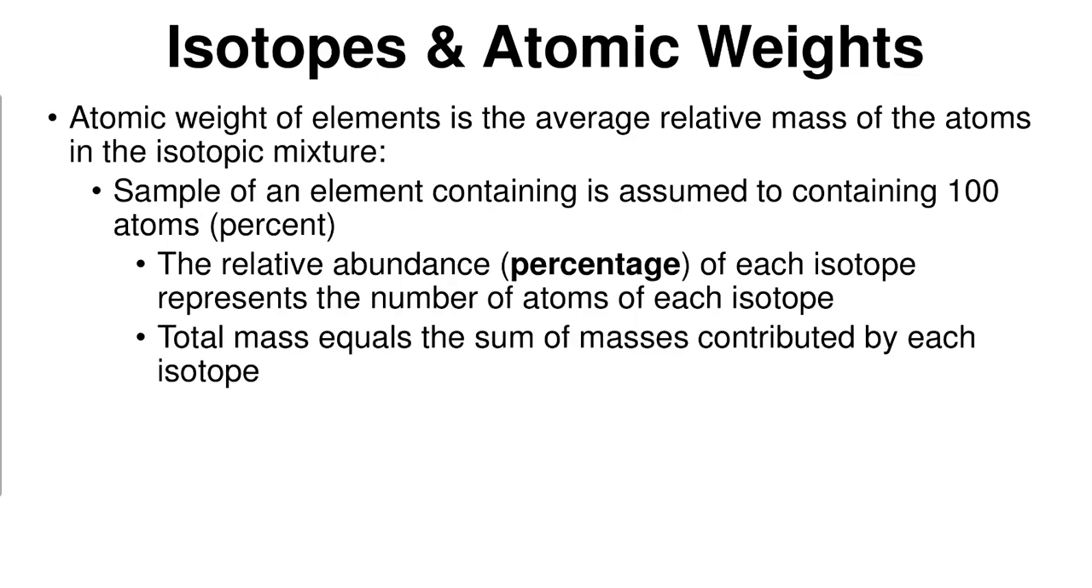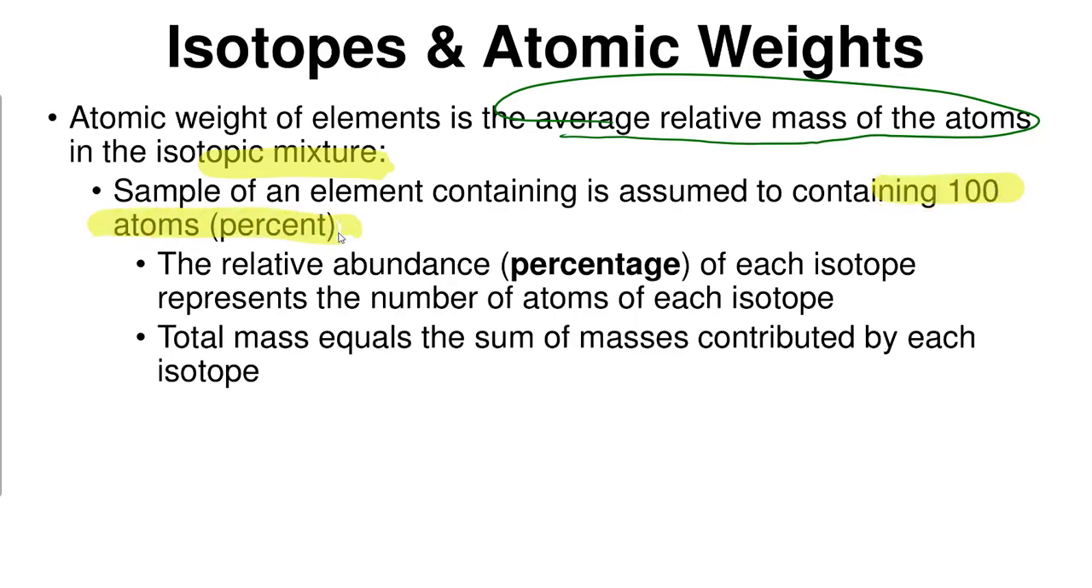So atomic weight of elements, like we said earlier, is the average of the mass of the atoms present in that isotopic mixture. An example of an element is assumed to contain 100 atoms, 100 parts, which we usually say 100%. In fact, this number is what we call the relative abundance. Relative abundance in this case measures the frequency of the occurrence of each individual isotope. So the relative abundance, which is measured in percentage of each isotope, represents the number of atoms that exist of each isotope.